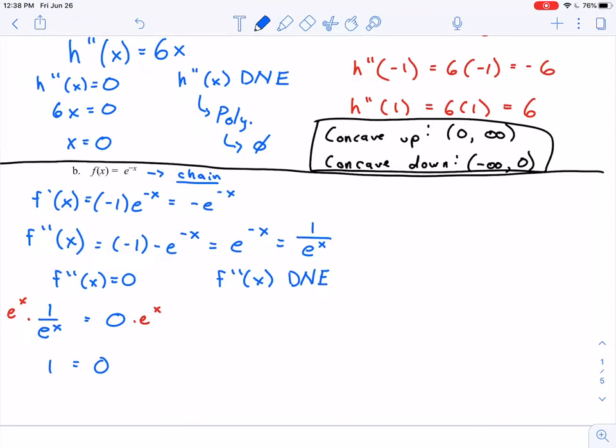Now hopefully that equation that we ended up with here at the end raises some eyebrows, because 1 is not equal to 0. 1 is a different number. So that means that this equation has no solutions.